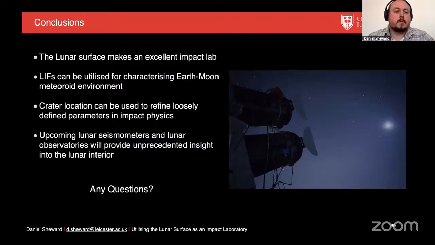So just to conclude, the lunar surface makes an excellent impact lab. Impact flashes can be utilized for characterizing the Earth-Moon meteoroid environment, and crater locations can be used to refine loosely defined parameters in impact physics. And the upcoming lunar seismometers at lunar observatories will provide a lot of insight into the lunar interior. So thanks for listening, and any questions?